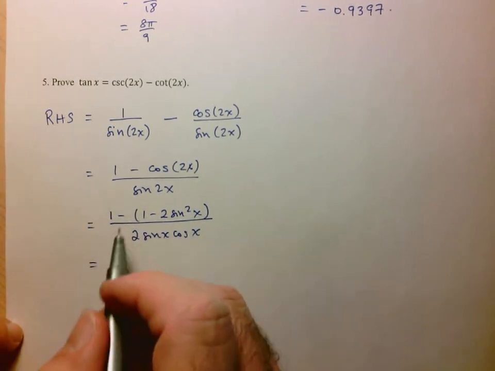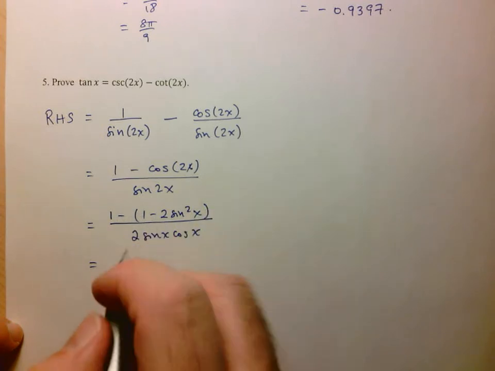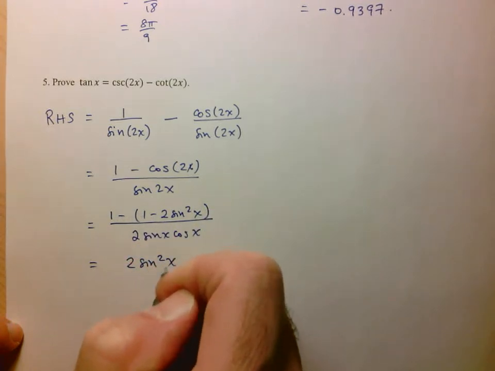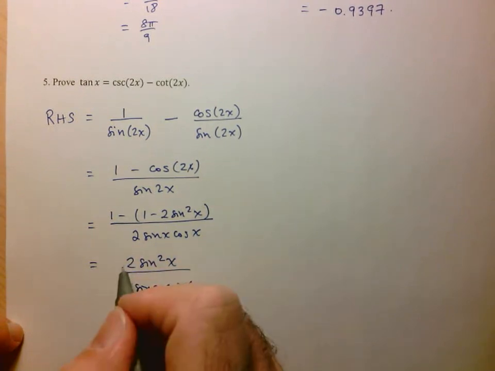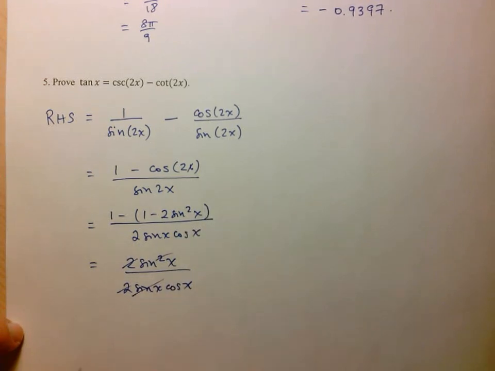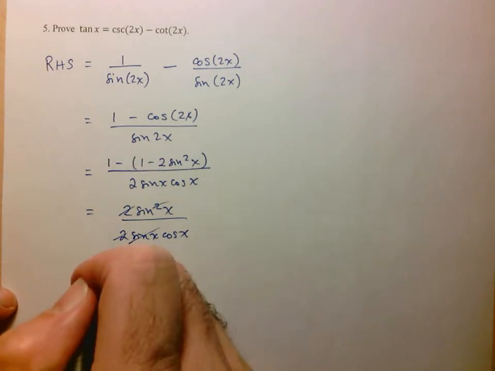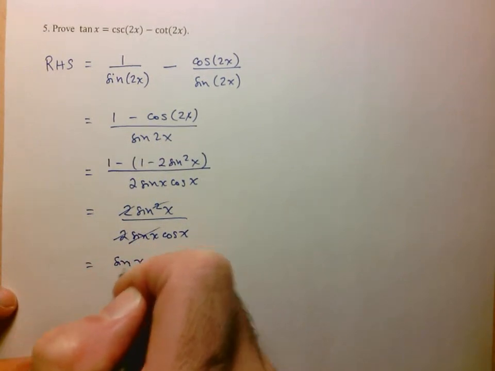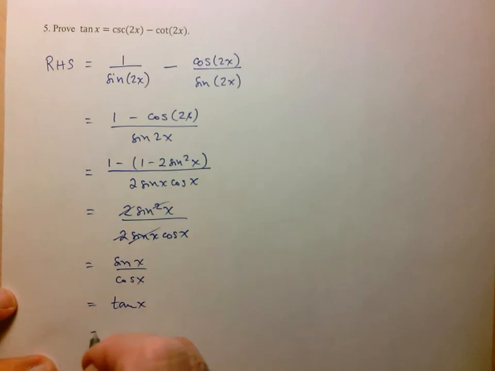So this now makes things quite easy, because 1 minus 1 is 0, and the negative of negative 2 sine squared is just 2 sine squared x over 2 sine x cos x. So here 2 over 2 is 1, and one of the sine x's in the numerator reduces with the sine x in the denominator, and I'm just left with sine x over cos x, which of course is equal to tangent of x. And there's my left-hand side. Okay, and so my proof is complete.